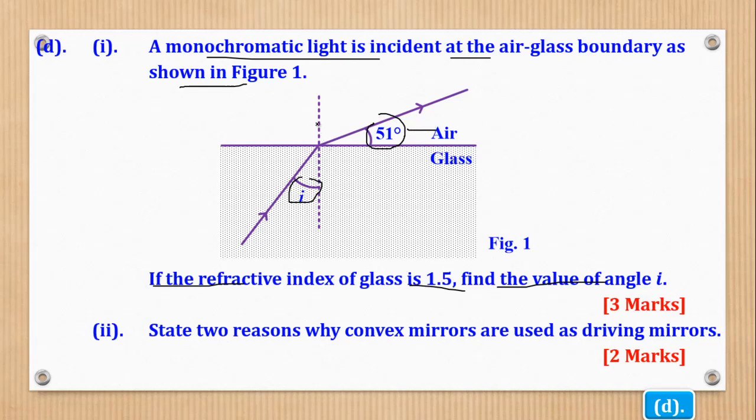So your work is to look for getting this angle by saying 90 minus 51. Otherwise, if you didn't do that, then the answer couldn't come out. So let's go and get the value of I. Then Roman 2, they said, state 2 reasons why convex mirrors are used as driving mirrors.